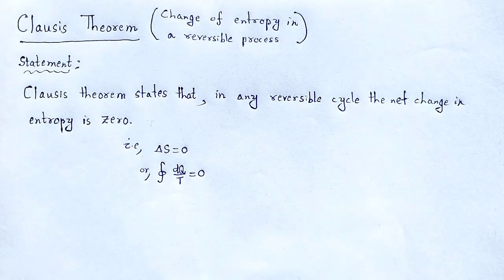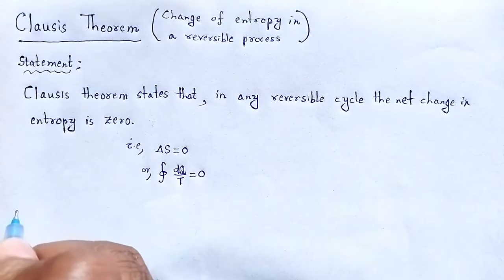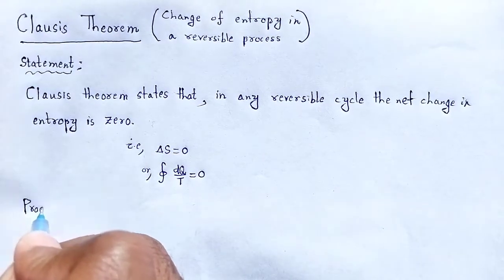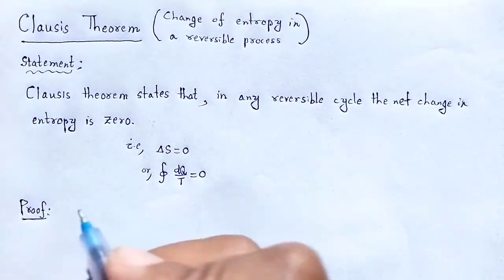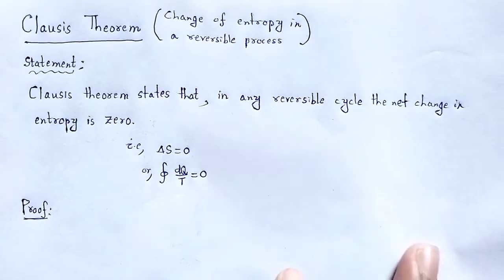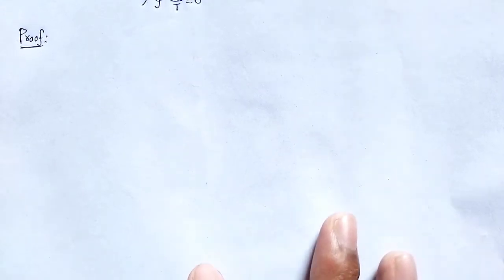We have to prove that statement. How to prove? To prove that, we have to consider a reversible process. We know the Carnot cycle is a reversible cycle, so to prove it we consider the Carnot cycle, Carnot's reversible heat engine.